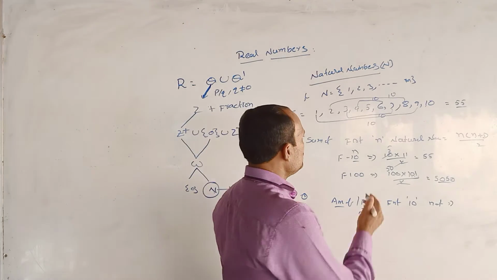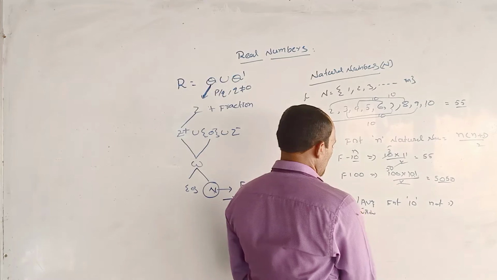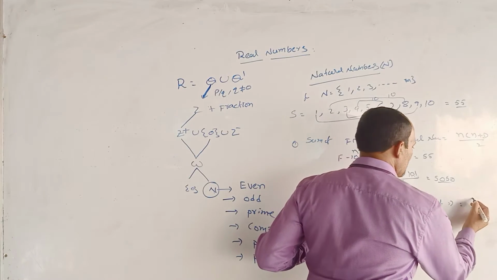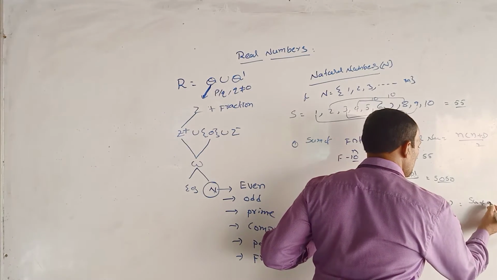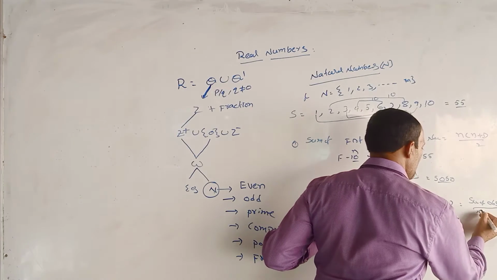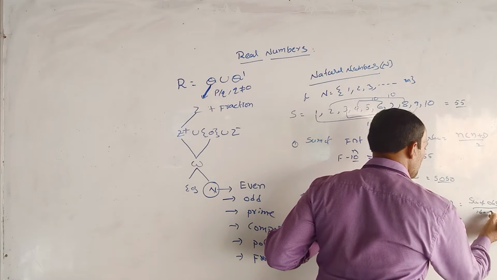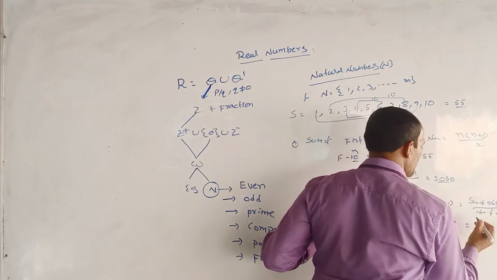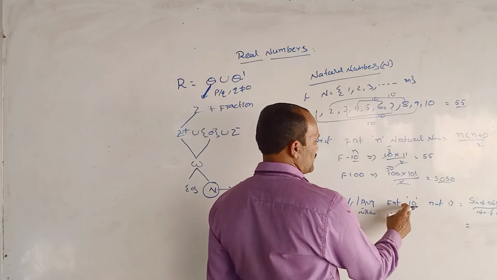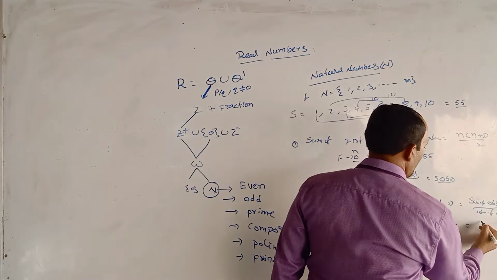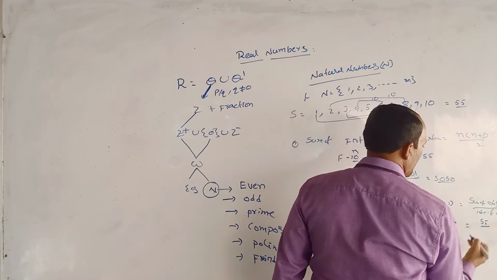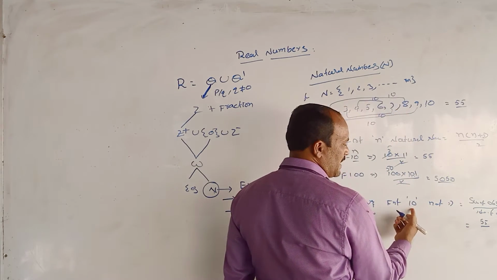So the average, AM formula: sum of observations by number of observations. What is the sum of first 10 natural numbers? 55. By how many natural numbers? 10.